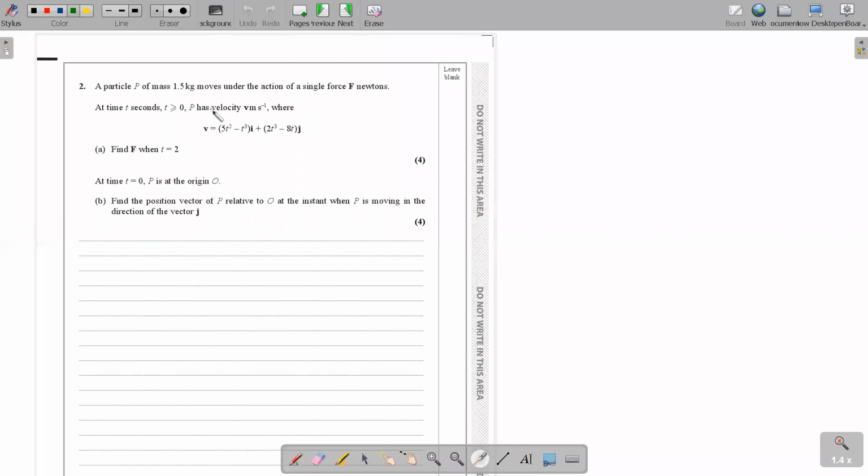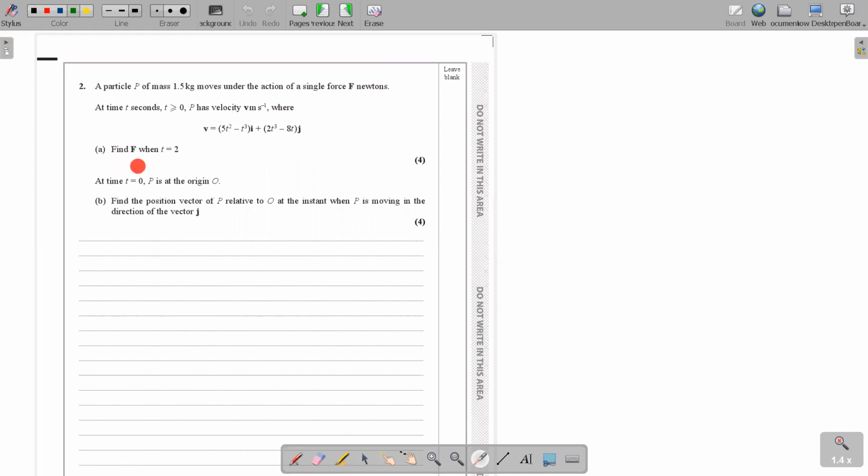Question number 2. A particle P of mass 1.5 kilogram moves under the action of a single force F Newton. At time t seconds, P has velocity V meters per second, where V equals 5t square minus t cube i plus 2t cube minus 8t j. So you can see you have your velocity in terms of i and j, with respect to t. Find the force when t equals 2.